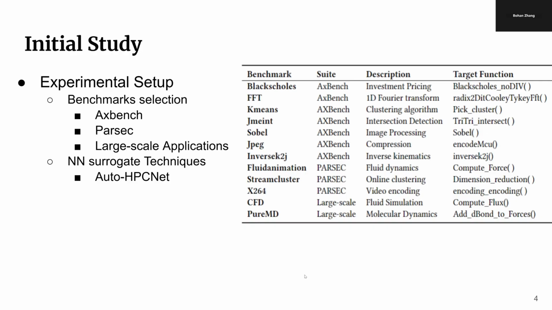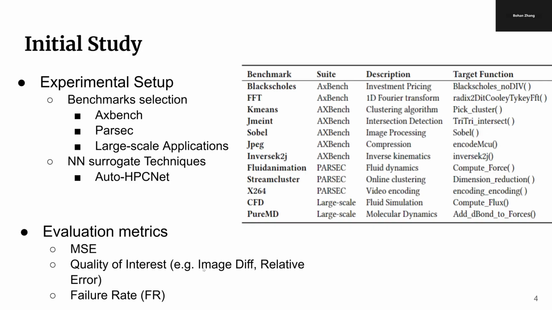The most important part is how we measure quality. We use 2 metrics. The first one is the MSE, but the second, and the one that really matters, is called the failure rate. It is the fraction of outputs where the final program output, after the surrogate runs, violates an application-specific quality-of-interest threshold. It means whether the program as a whole still produces an acceptable answer. Let's look at what we found.